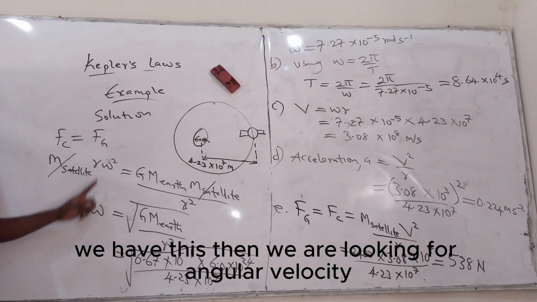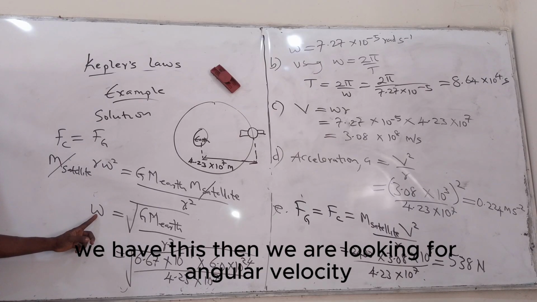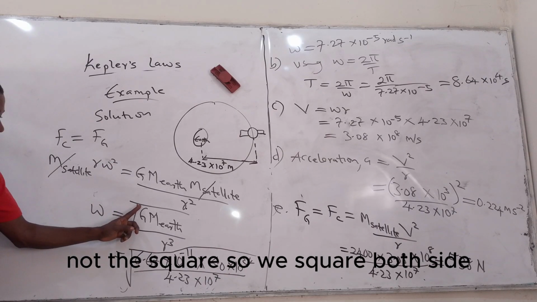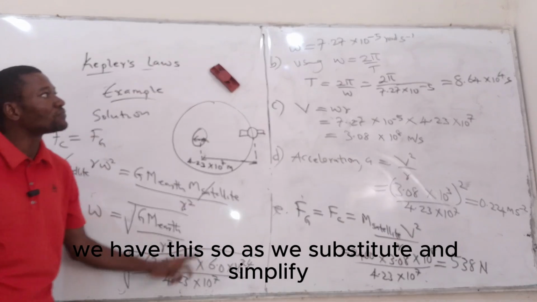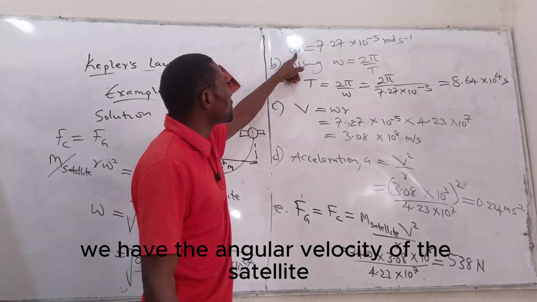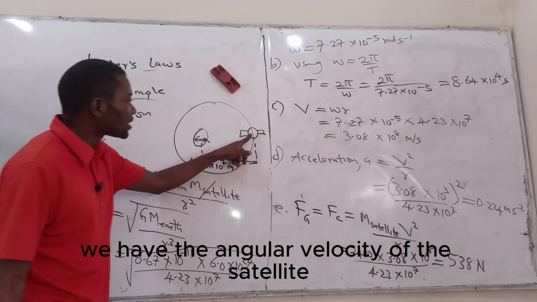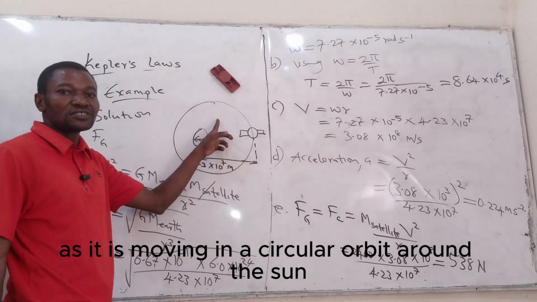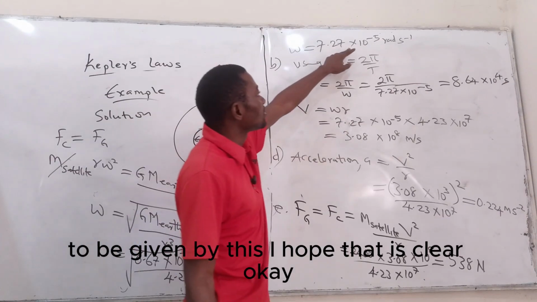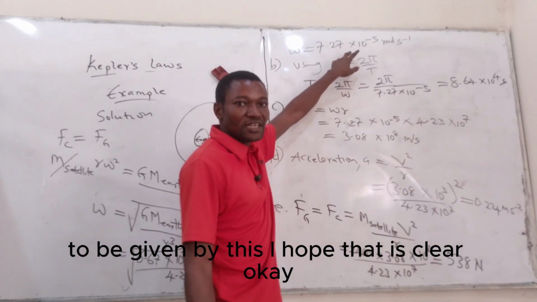Then we are looking for angular velocity, not the square. So we square both sides, we have this. So as we substitute and simplify, we have the angular velocity of the satellite as it is moving in a circular orbit to be given by this. I hope that is clear.